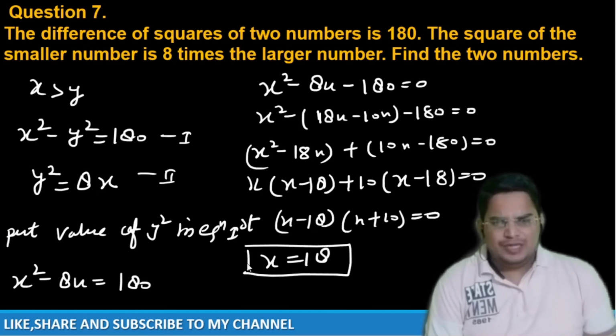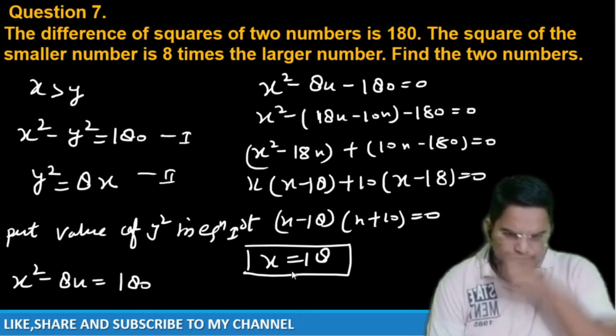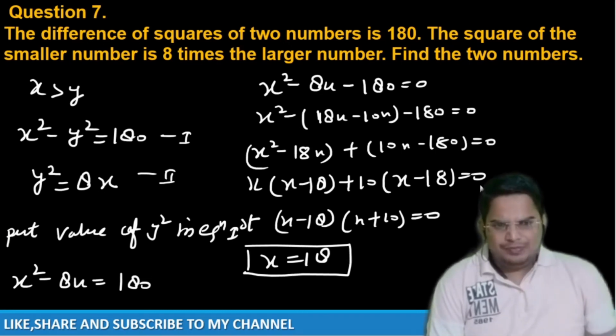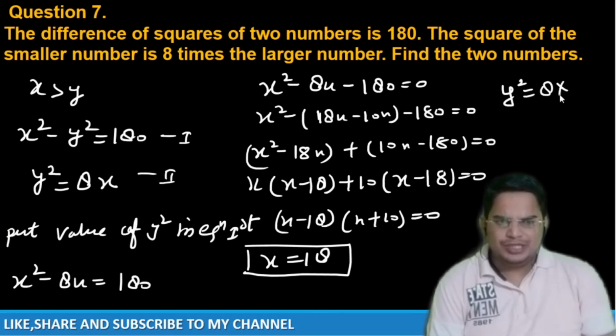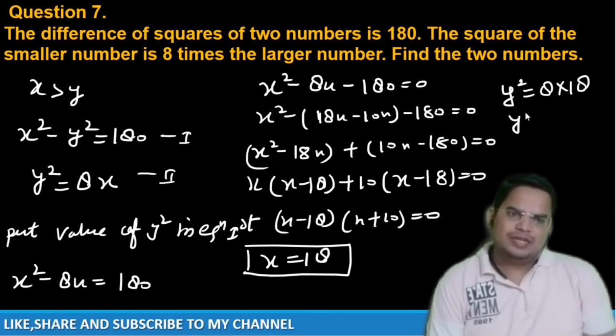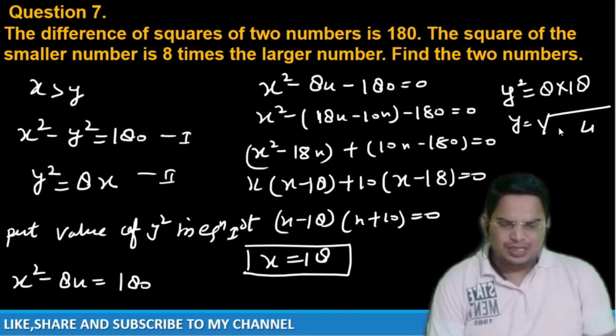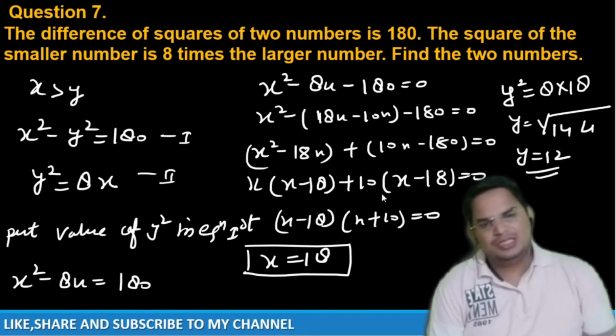So what is the value of y? I can say y square is equal to 8 into 18. 8 times 18 is 144, so y becomes 12. So the value of x is 18, y is equal to 12.